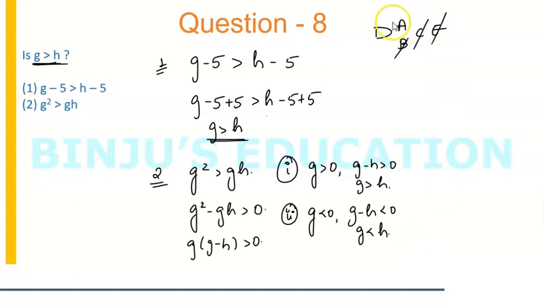So D will not be my answer. So statement 1 alone is the only sufficient thing that is required. So A is my answer. That's it. Okay. Pause the video and draw this one, please.